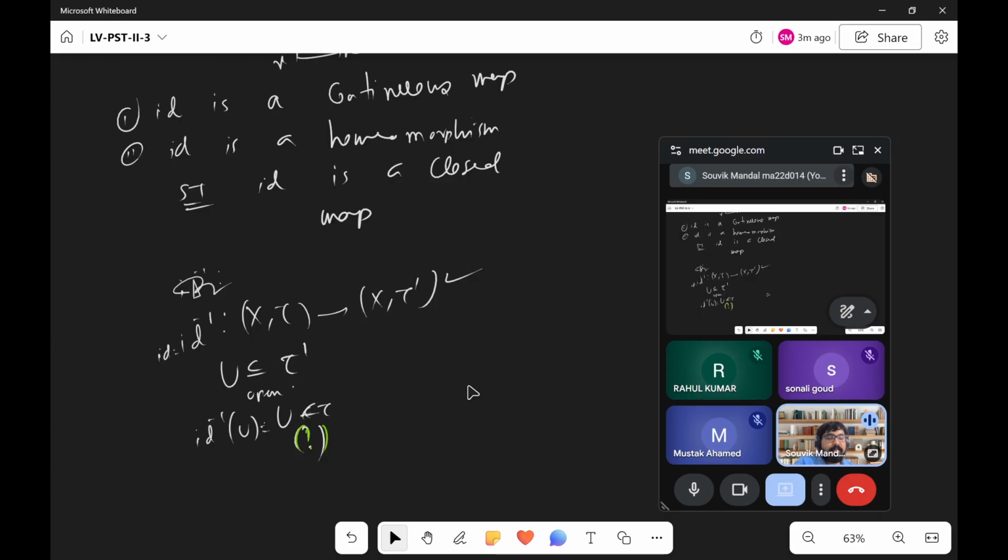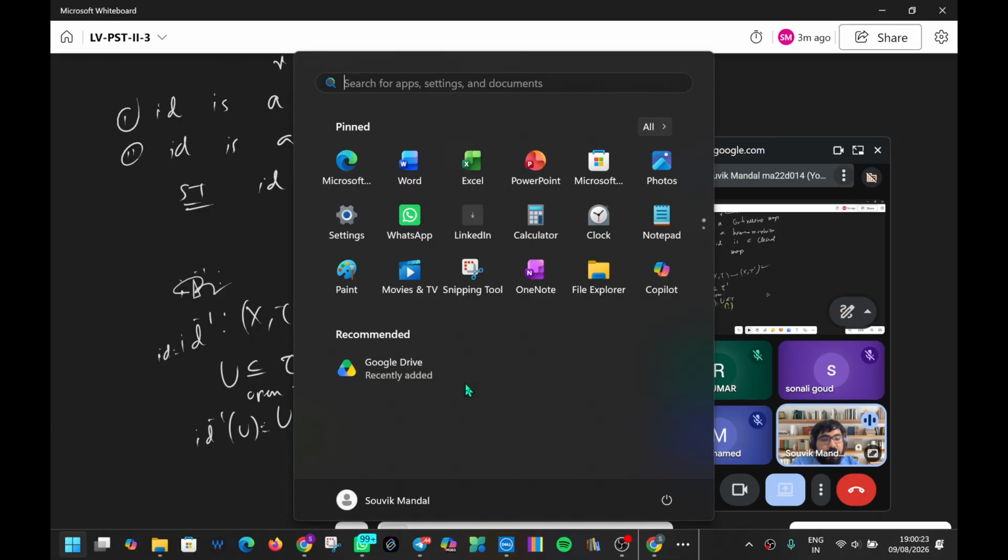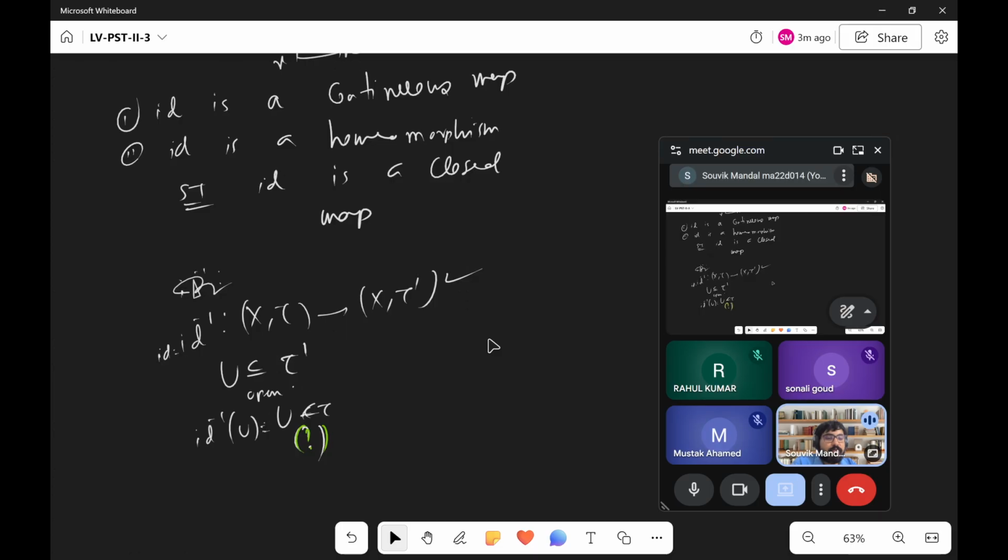So basically, you have to show that the identity map is a closed map. That means you have to start with a closed set, and you need to show that the image is closed. Okay, so that's what you need to show. Please try one more time.